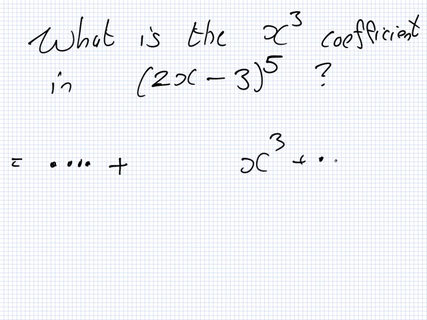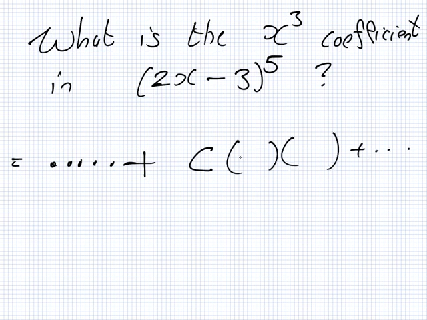And then we're going to skip the ones after that. I'm just looking for the number that goes on the x cubed. Well, let's try and find that. So we know that it will be like this. There'll be a C, there'll be a bracket, and then it will continue. We know what will be in this bracket.